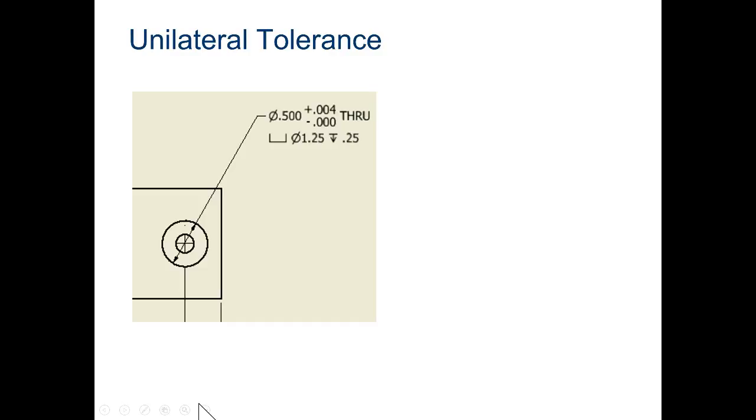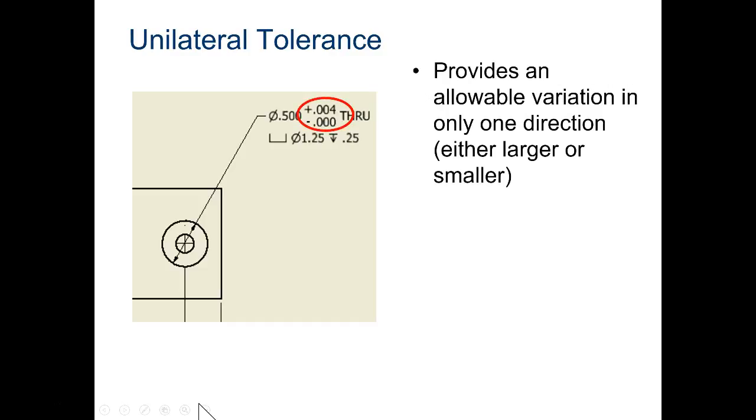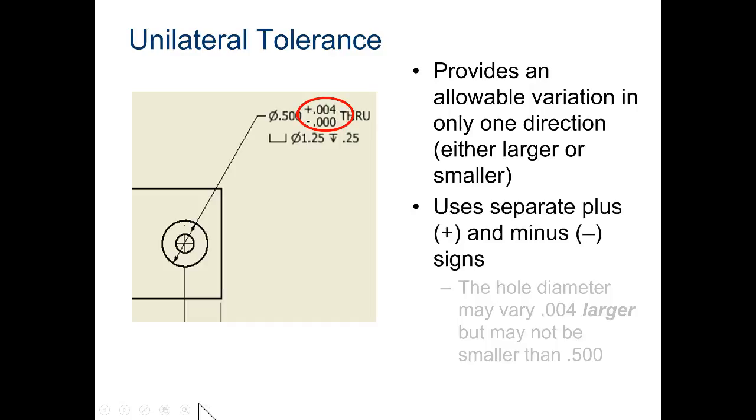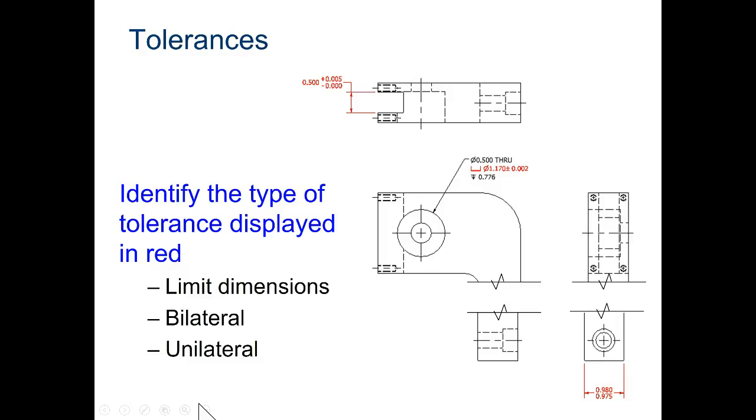Unilateral tolerances. If you look at how this is written, it says minus 0 plus 0.004. That means it has to be 0.5 exactly, or it can go up to 0.504. As long as it's in between those two numbers, we're going to call it good. If it is below 0.5, we have to throw it away. Then there's a little exercise here where it's identifying the different kinds of tolerances. If you look at the symbols and how they're written, that should be pretty easy to figure out.